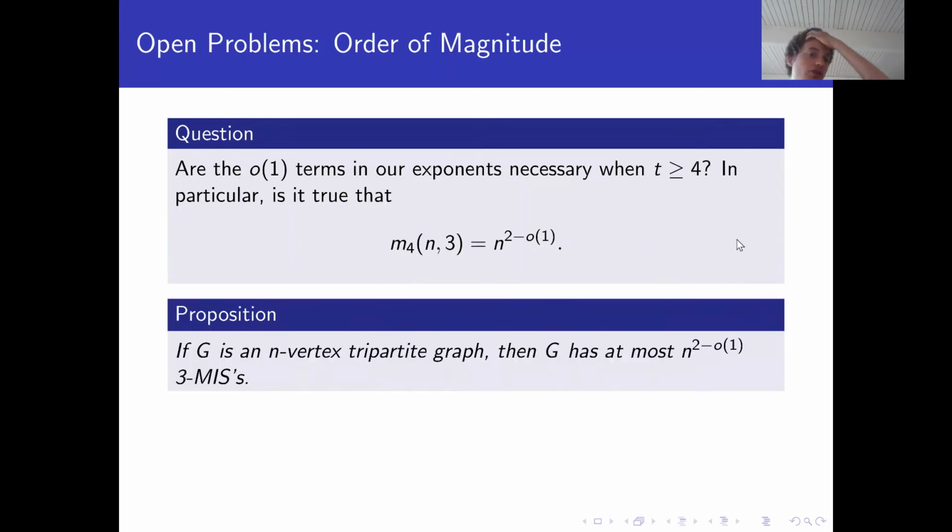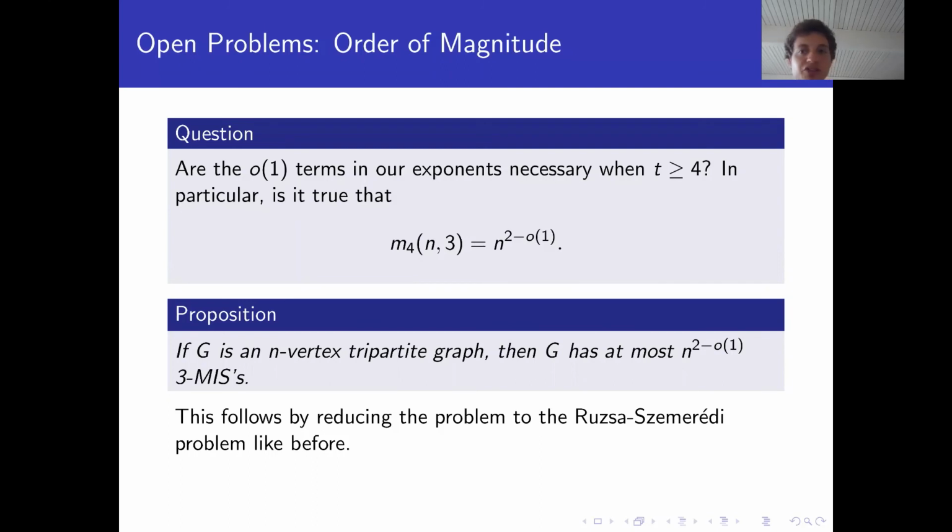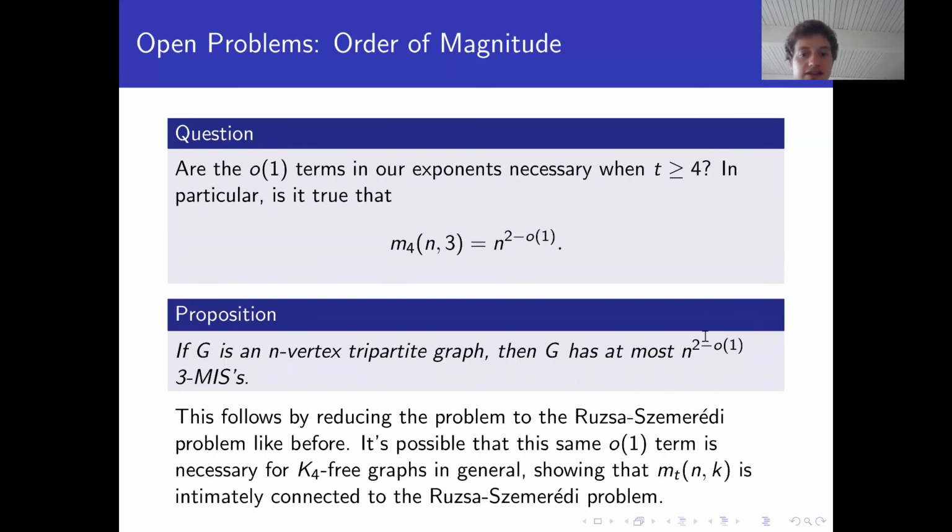And it's not hard to prove this is true if G is tripartite, then it has at most this many 3 MISs. And the proof is basically the same as the lower bound. You take a tripartite complement of our base graph, and then you can more or less reduce the problem to Ruzsa–Szemerédi. So in fact, in this case, the little o(1) here is exactly the same little o(1) function that shows up in the Ruzsa–Szemerédi problem. And it's not known in general what this little o(1) is. That's still kind of a major open problem. But whatever it is, it's the same thing that's showing up in this MIS problem.